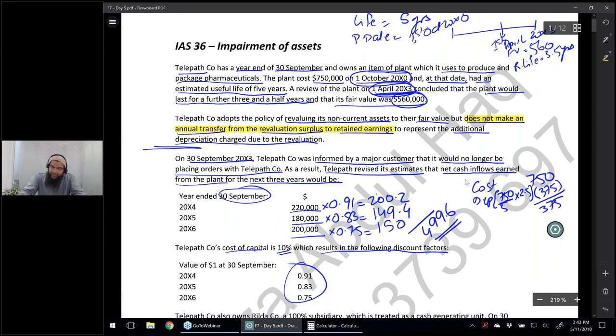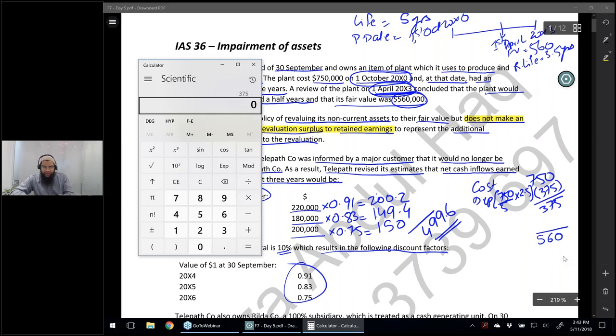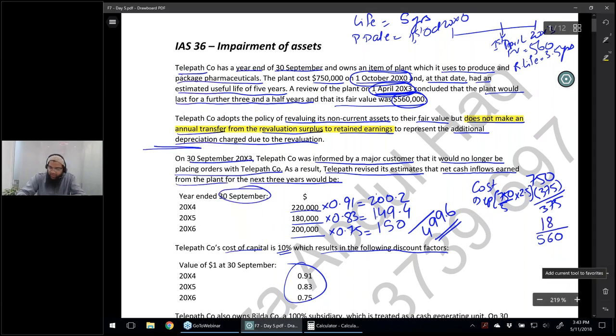When the question says that the fair value was 560, the asset has been revalued by 560 minus 375, which is going to be 185. So 185 is the revaluation gain, which is going to be taken to OCI. And this was the value at 1st April 20x3. The question's requirement is 30th September 20x3.